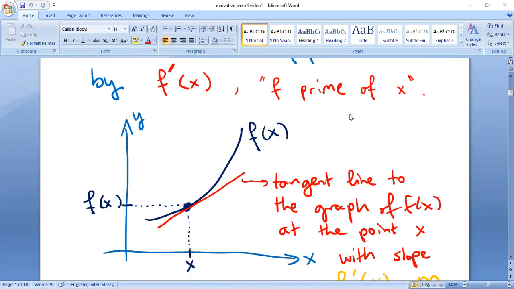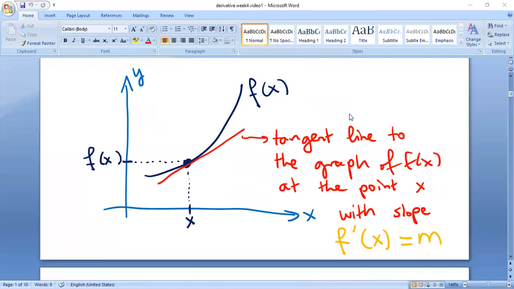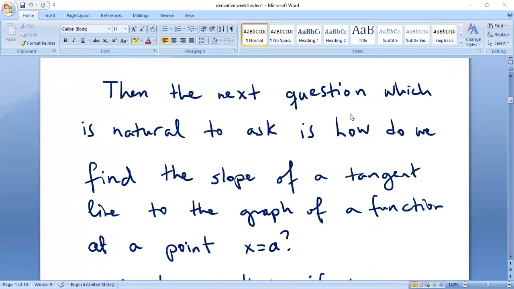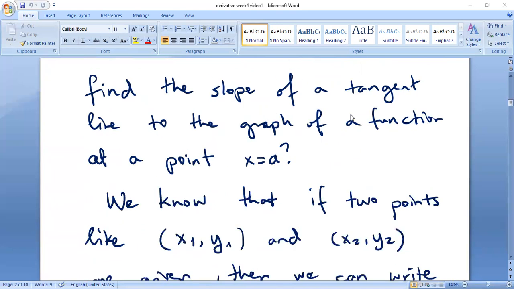This is the notation for the derivative of f. By the derivative, as we have just said, we mean the slope of the tangent line to the graph of f of x at the point x. So if the slope is m, then we say the derivative of f at this point x is equal to m. The next natural question is how do we find the slope of a tangent line to the graph of a function at a point x equals a?